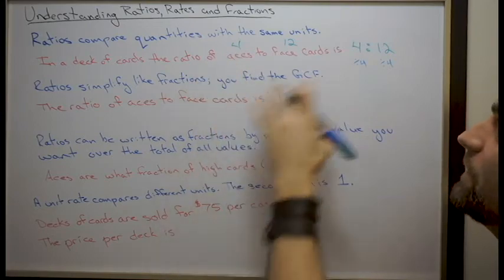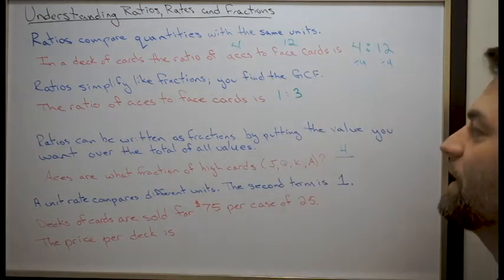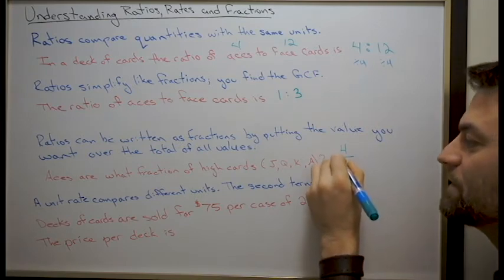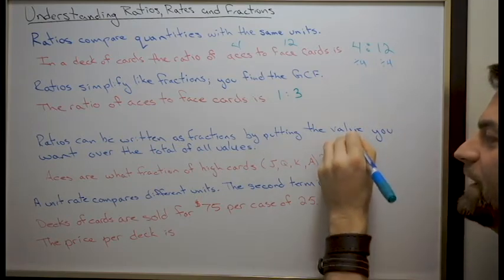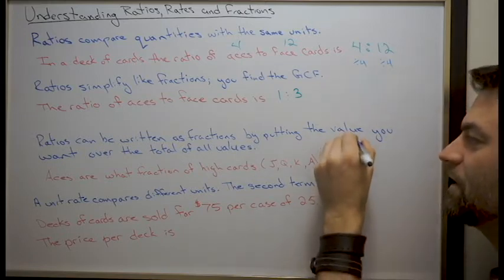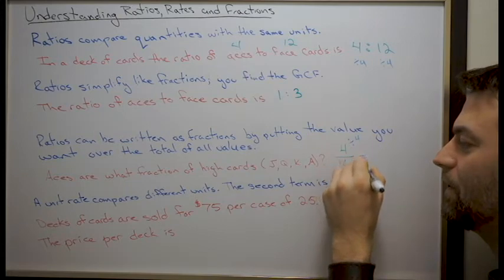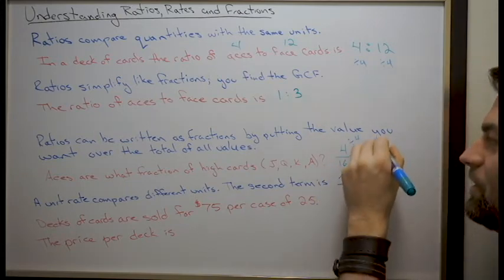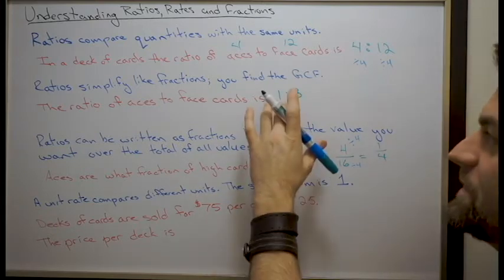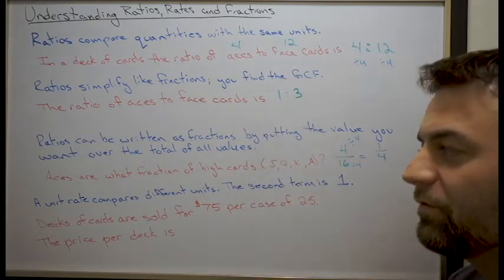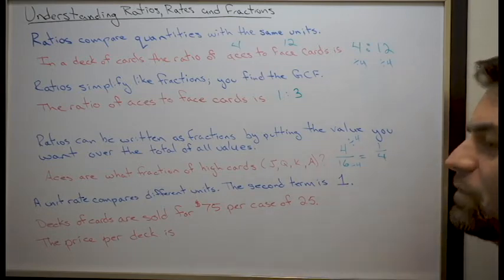Well, we got the 12 face cards and the 4 aces, so it's 4 to 16 in total, which would simplify down, both of those numbers being divisible by 4, to give us 1 to 4. So the ratio of aces to face cards is 1 to 3, but the fraction of aces in those high card sets is 1 to 4.